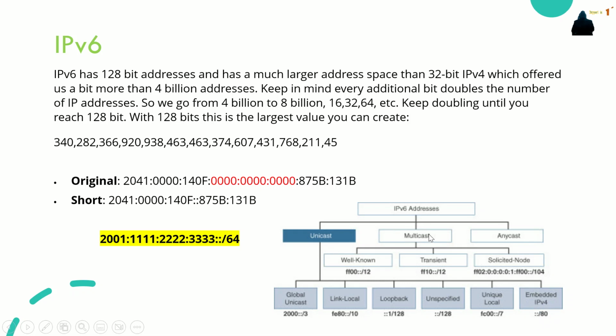Another is multicast. Multicast can also be well-known, transient, and also this one here. And also we have anycast. And this is the form of an IPv6 address, and you can see it belongs to global unicast. It's because it's like 2000, okay, 2001.